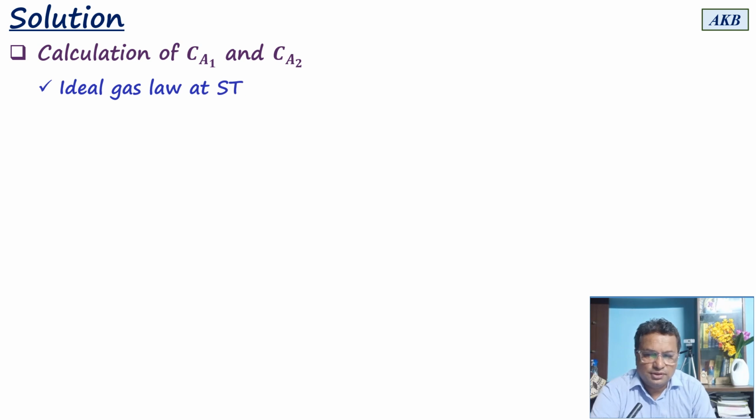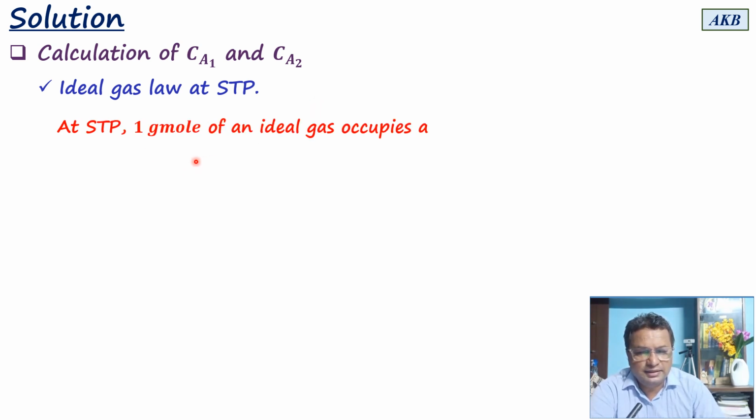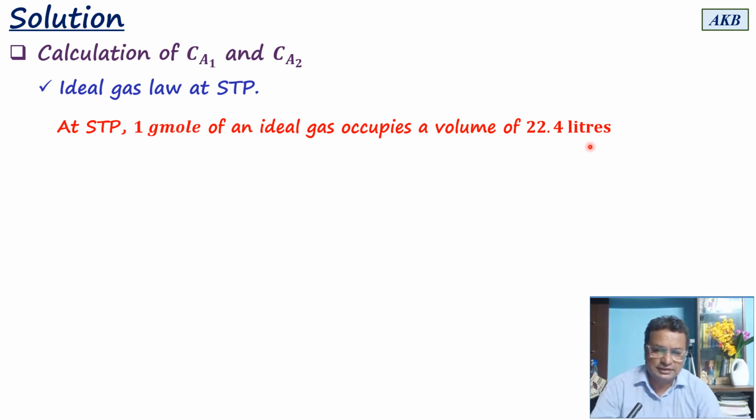Okay, so the ideal gas law. Now let us write the ideal gas law. To begin with, we are going to write the ideal gas law at STP conditions, and we know this fact. What is this fact? At STP, 1 gram mole of an ideal gas occupies a volume of 22.4 liters. You can check this by solving the ideal gas law.